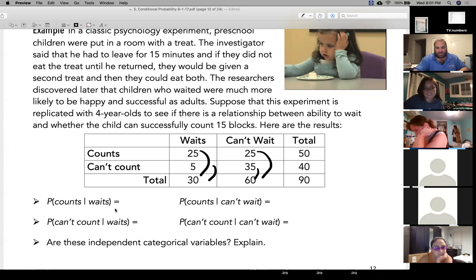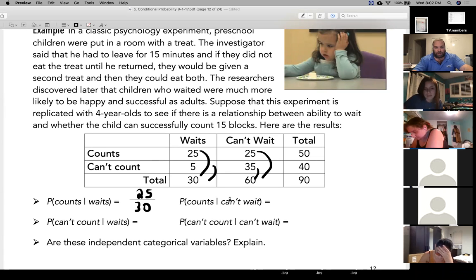So let's start calculating some probabilities. First of all, what is the probability that the person can count given that they can wait? As always, denominator first. What's the denominator for this problem? 30, right? Because 30 people can wait. And of those 30 who can wait, how many of them can count? 25.